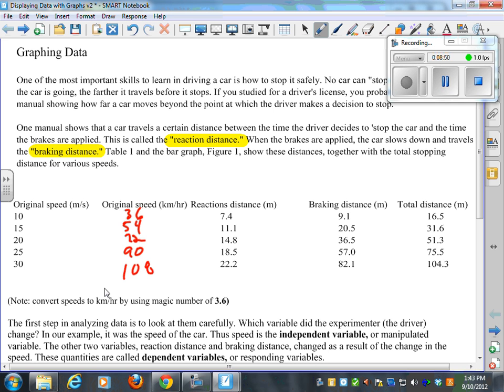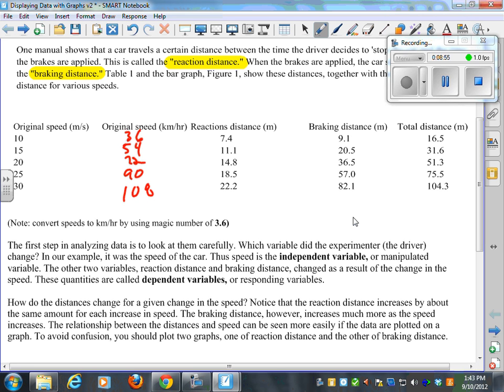Okay, so now let's talk about reaction distance and braking time. Now look at those two columns. Tristan, can you tell me what the graph of reaction distance would look like? What would be the shape of the graph? All squiggly and junk, says Logan. Can you be a little more precise? I'll give you a couple options. Would it be straight or would it be curved? It'd be curved.